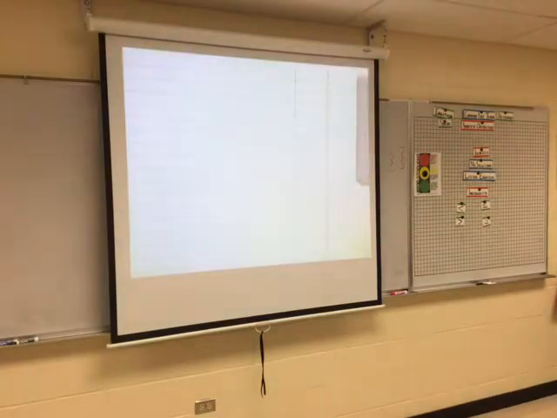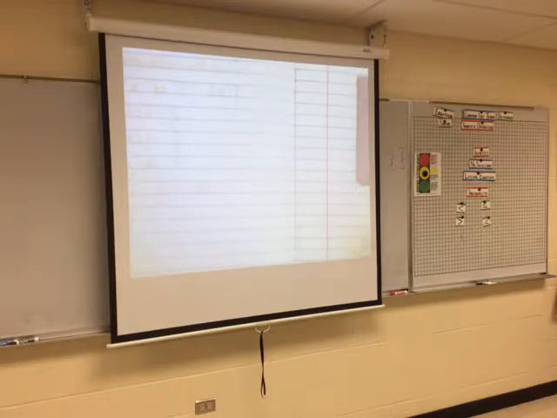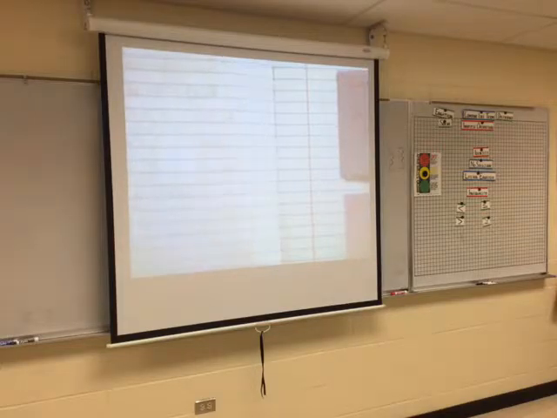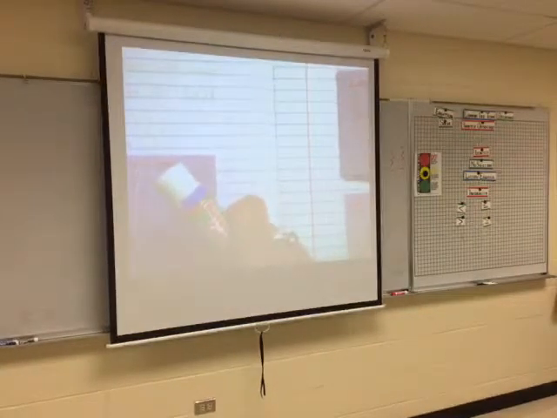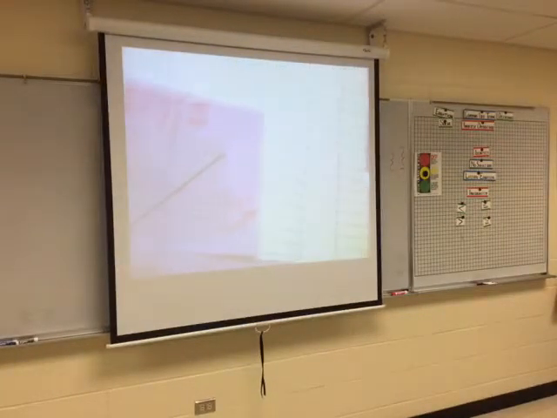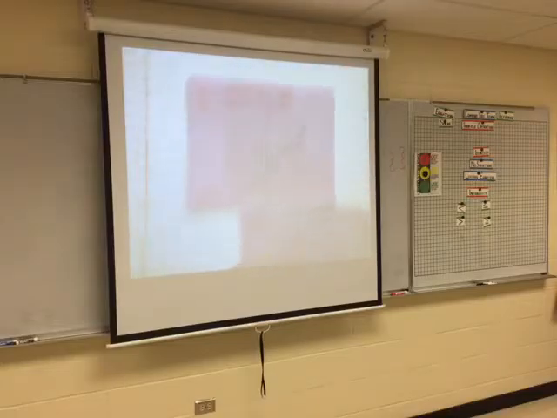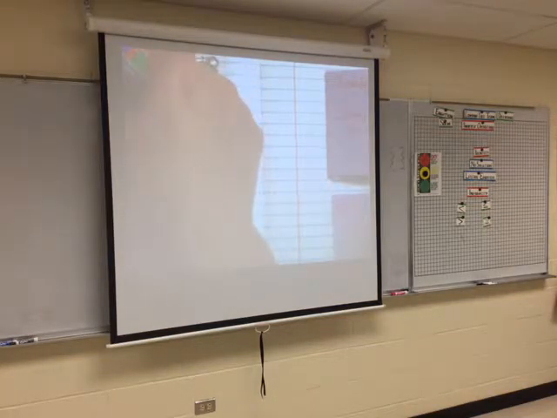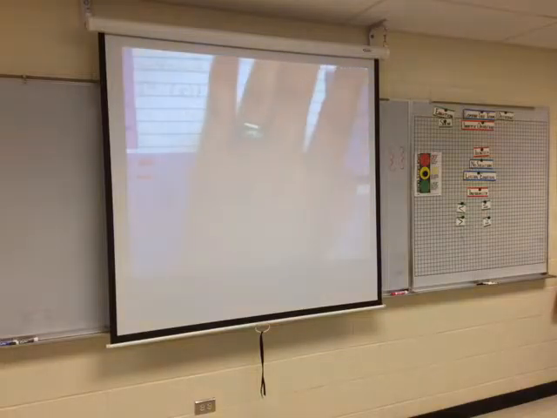I'm going to glue my 4 examples down. Example 3, example 2. I'm just gluing them. I glued one below my domain and range finder, and then I'm gluing the rest just to the right on the back of the last page I wrote on. You could do that if you wanted.